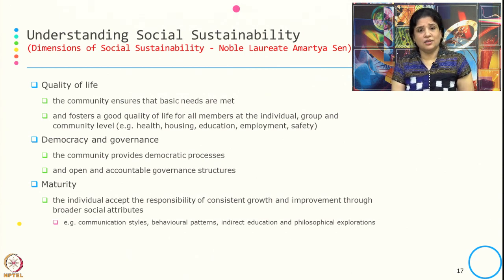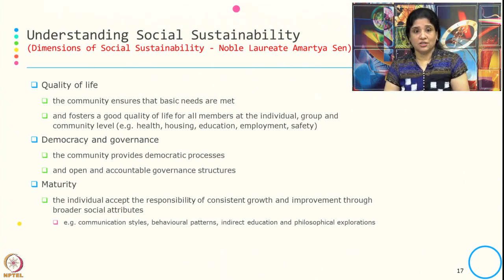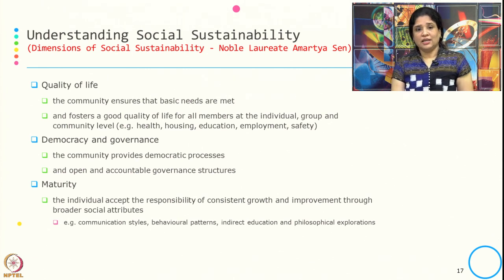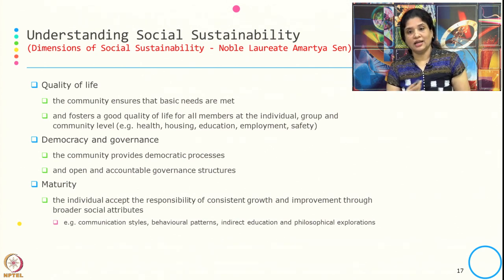Similarly, the other dimension is democracy and governance, like what kind of processes the community has and also an open and accountable governance structure. And the last one is maturity, that is, the individual accepts the responsibility of consistent growth and improvement through better social attributes, that is, through behavioral patterns, indirect education and philosophical exploration.